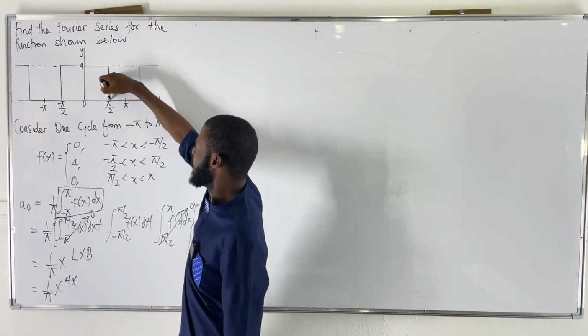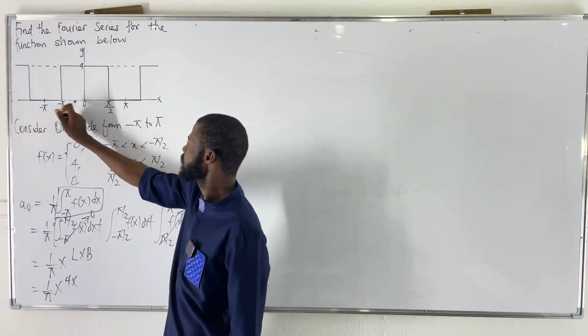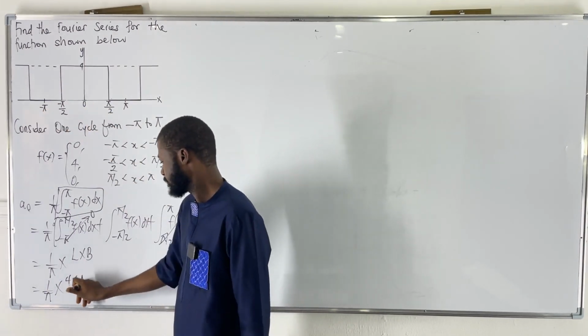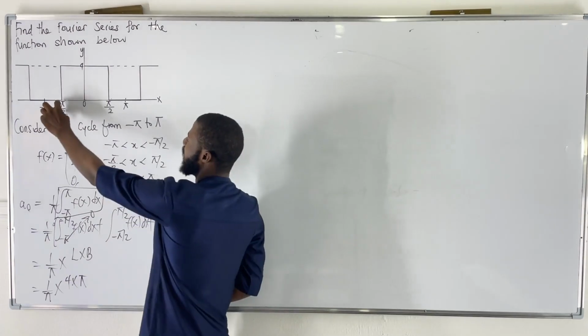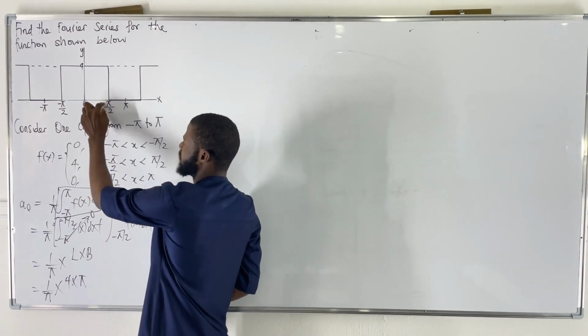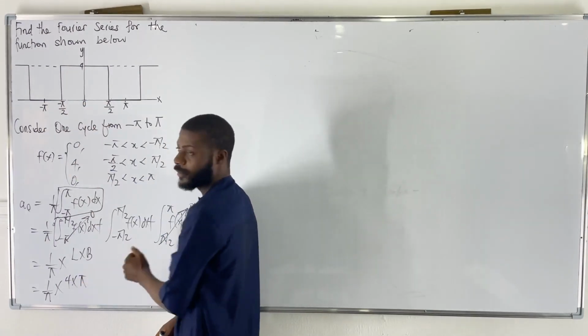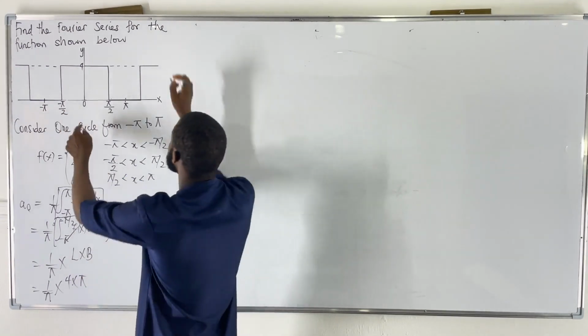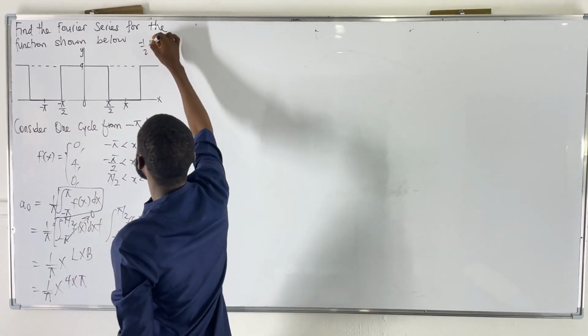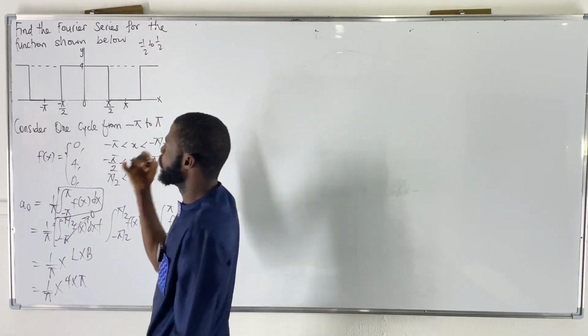So this is 4 times, what is the breadth? That's this guy right here. So from this part to this part will be pi. Please take note, from minus pi over 2 to pi over 2, the distance here is actually pi. It's just like saying the distance from minus half to half. That's going to be 1.